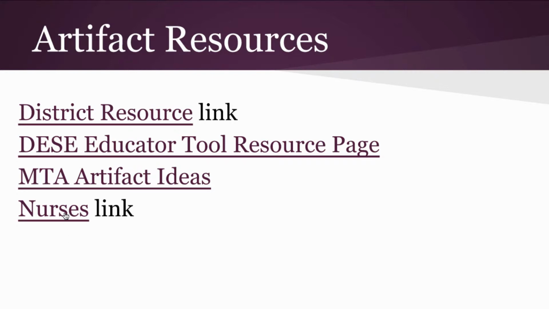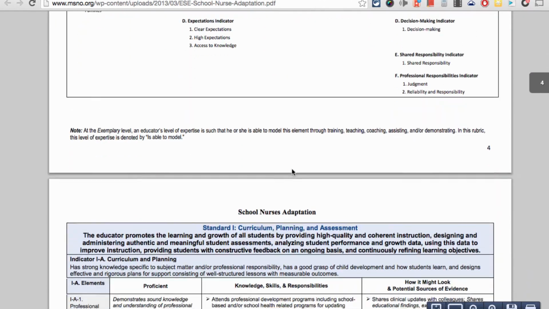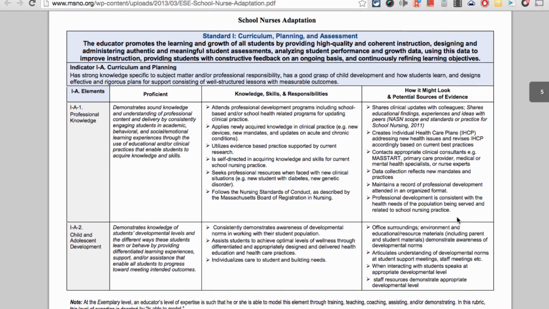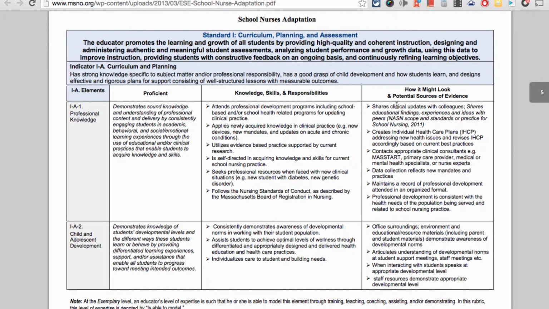Here's an example for nurses. We can click on this link. If we scroll through, this is a particularly useful one for nurses. Here's an element 1A1, and it says how might this look and potential sources of evidence. So this is a very useful resource for nurses that you can wade through, through this language, and say this would be to satisfy 1A1. Maybe there are some ideas embedded in this document.